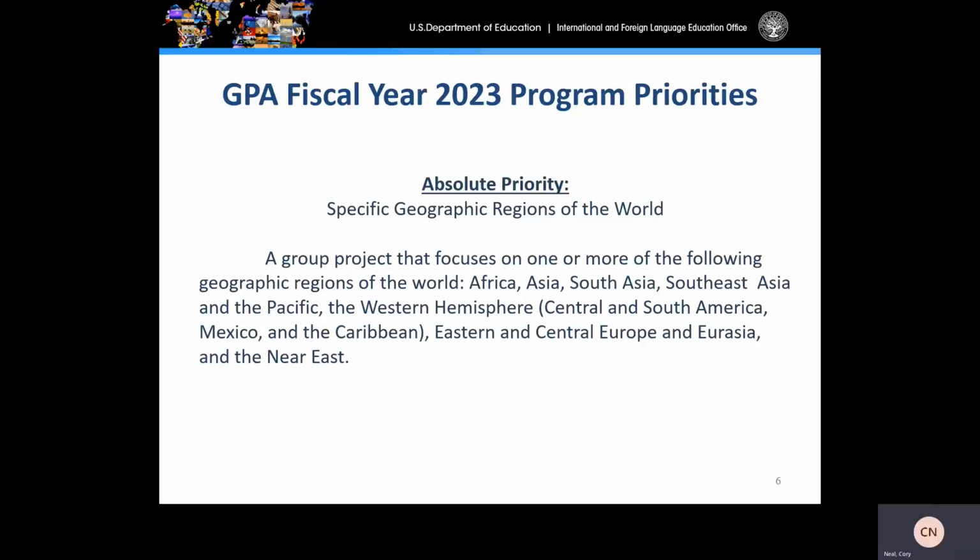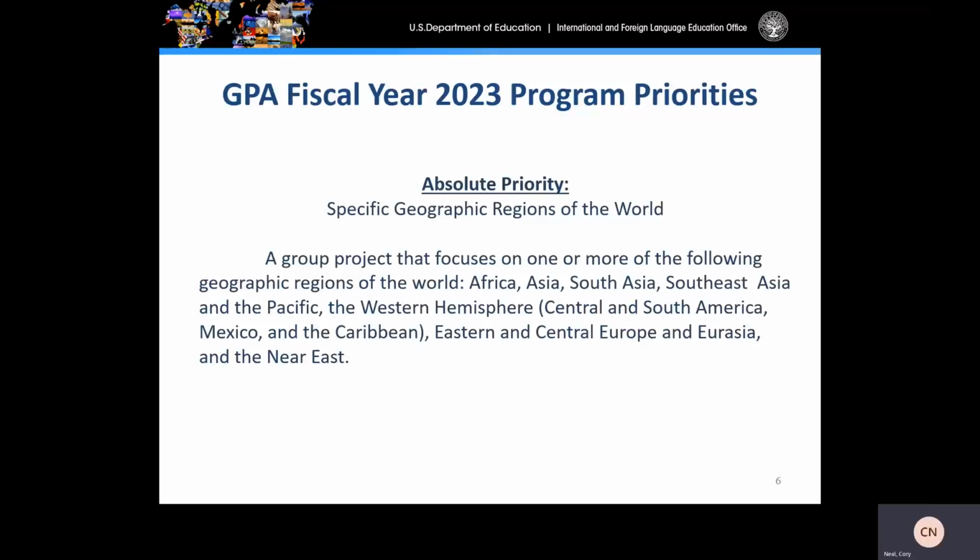Okay, we always have an absolute priority. And that absolute priority is something that there's no getting around, okay? That all short-term projects must focus on one or more of the following geographic regions of the world: Africa, East Asia, South Asia, Southeast Asia and the Pacific, the Western Hemisphere, or Eastern and Central Europe and Eurasia, and the Near East. Please note that short-term projects that focus on Western Europe will not be reviewed.